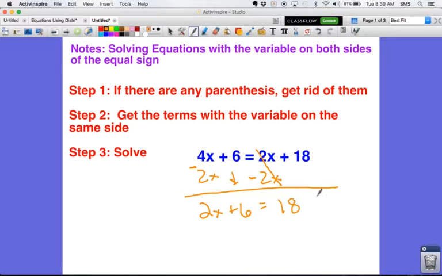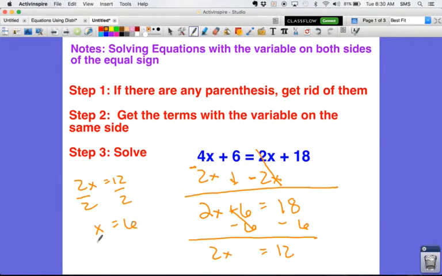Now, if you notice, we have a normal two-step equation, which we should all know how to do at this point. Subtract 6 from both sides. It goes away. I still have my 2x. That hasn't gone away. This equal sign hasn't gone away. 18 minus 6 is 12. I'm going to rewrite this over here. Now I've got 2x equals 12. So 2 times x equals 12, so I divide by 2 on both sides, and I get x equals 6. Okay, x equals 6. And I'm all done.